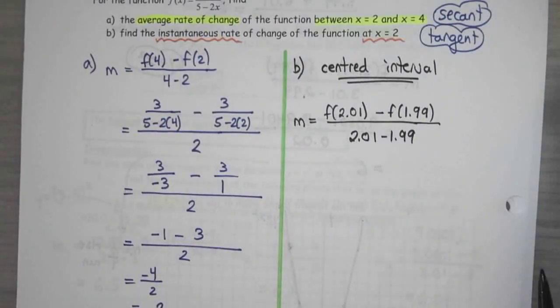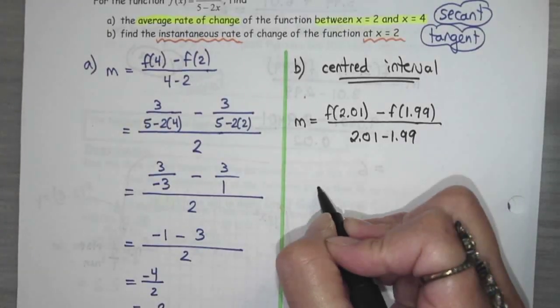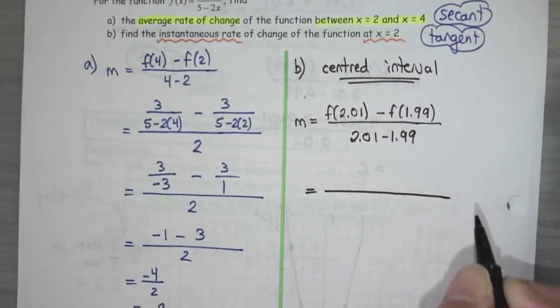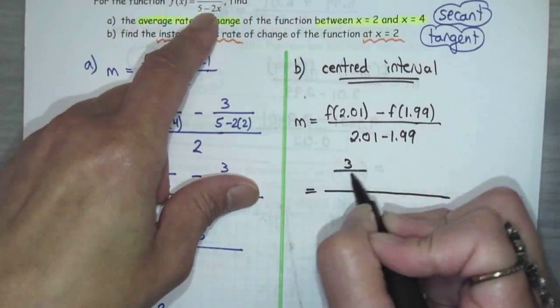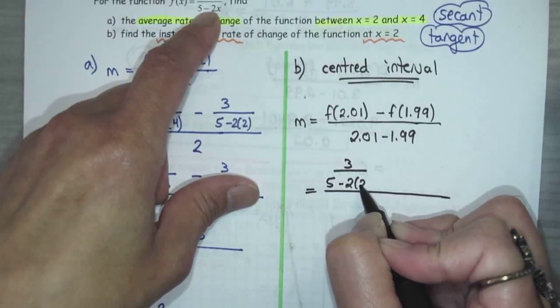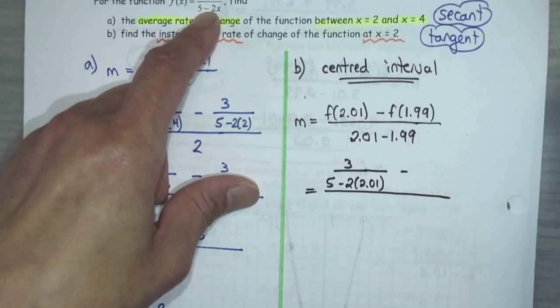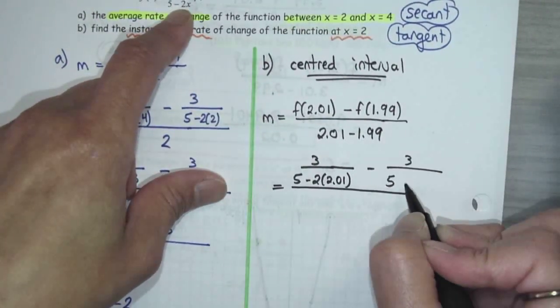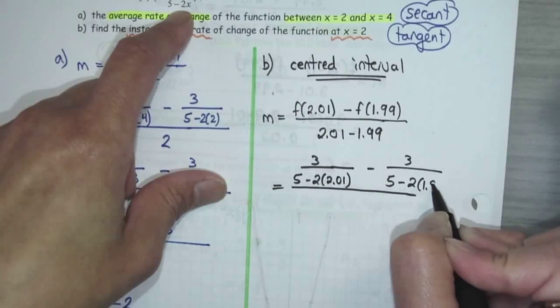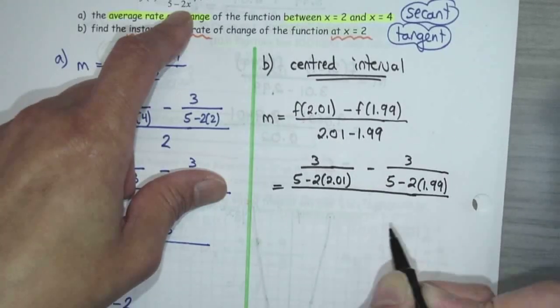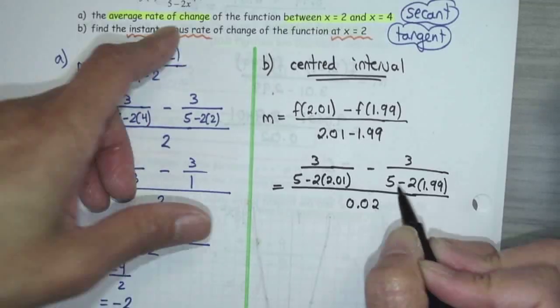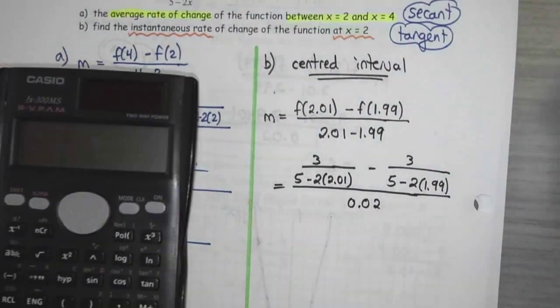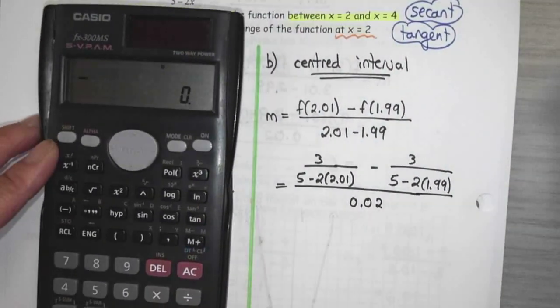Okay, this one, people usually ask how many decimal places because when I put it in, okay, so let's put this in. I'm going to do a little bit of a space. So we're going to go 3 over 5 minus 2 times 2.01 minus 3 over 5 minus 2 times 1.99. And this is over 0.02. So now when I try to calculate this one, I go 3.